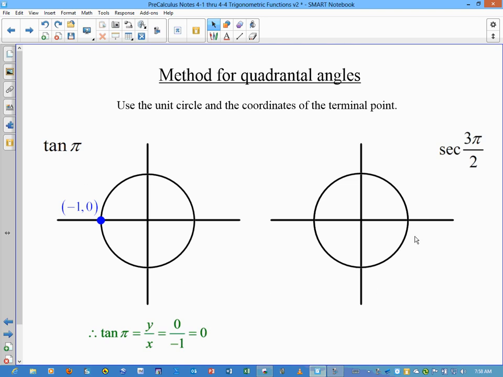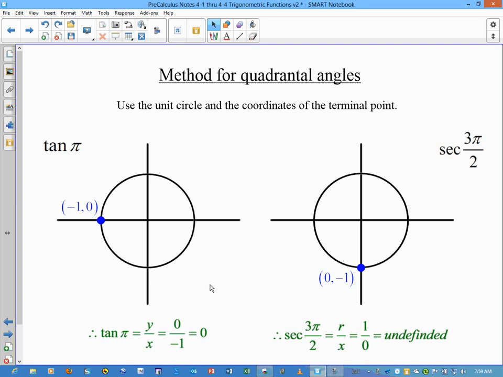It works the same for any quadrantal angle. Let's look at 3 pi over 2, where we have 0, pi over 2, pi, 3 pi over 2. That point would be down here, and would have the coordinates 0, -1. This is where you do have to be careful, though, because notice how secant, if you remember from the formulas, is r over x, and r is 1. The radius of this unit circle is 1. But x in this case is 0. So you have 1 over 0, which is undefined. So for quadrantal angles, it is possible to have something undefined.